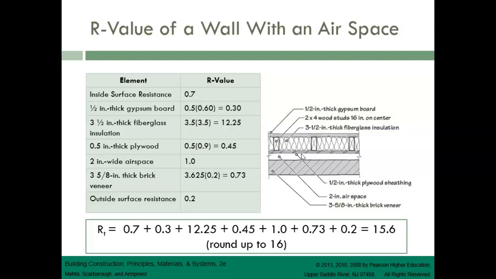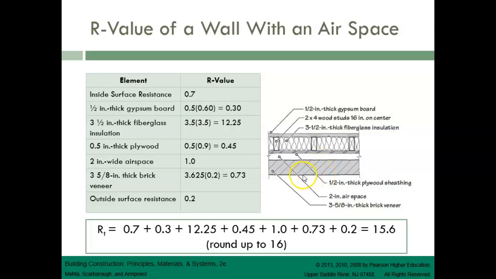And our 2-inch airspace, which is this gap right here, has an R value of 1. And then I have a 4-inch nominal thick brick wall. The actual thickness of that brick is going to be 3 5/8, so we use 3.625. Our p-value is 0.2, and we get a total R value on the brick veneer of 0.73.